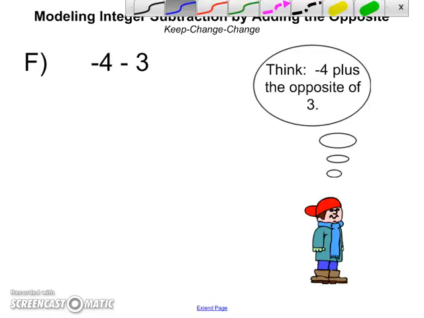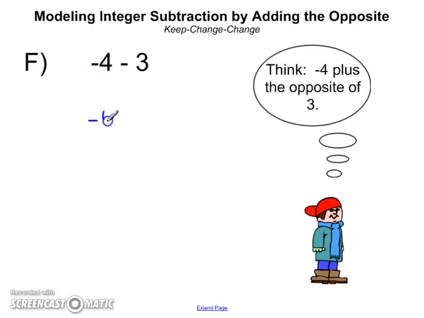Let's think about it here. Negative 4 plus the opposite of negative 3. So keep my negative 4, add the opposite of negative 3. Well, the opposite of negative 3 would be a positive 3. I tried to think of that backwards. And so now I have negative 4 plus negative 3. Well, two negatives added together, so 4 plus 3, and because they're both negatives, go with the negative sign. Keep, change, change. Keep the negative 4, change to add, change to the opposite sign, opposite number.